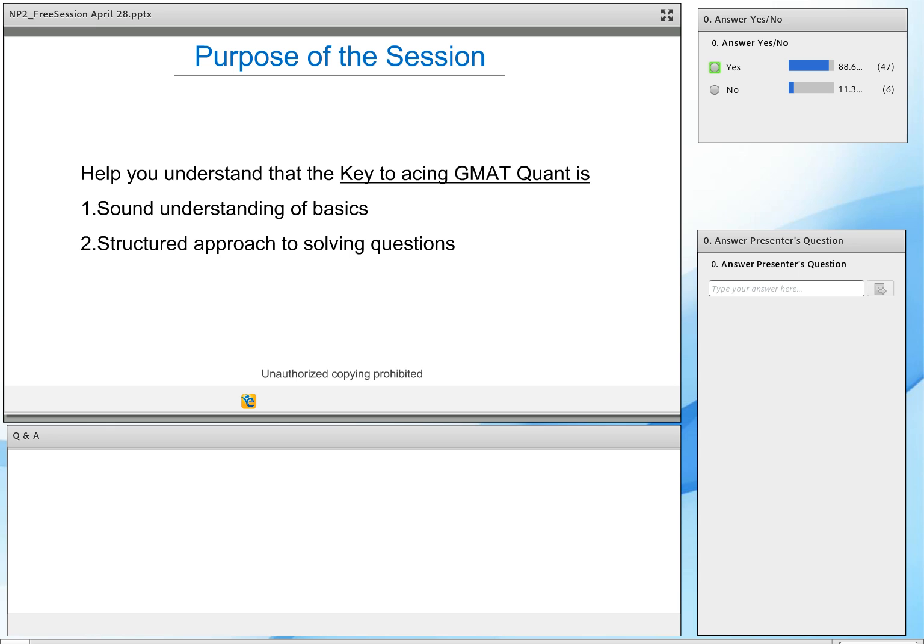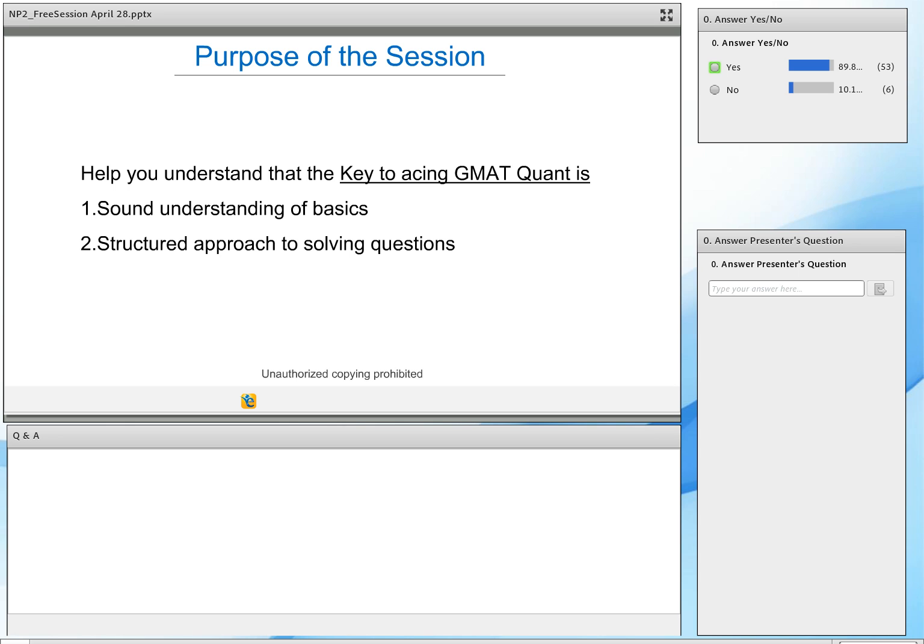Okay. So what we're going to do in this session is focus, again, the purpose of this session is to make sure that you understand what is the key to mastering GMAT Quant. The first and foremost thing in that is a sound understanding of basics. The second one is having a very structured approach to solving questions. So that's what we're going to be focusing on in this session.